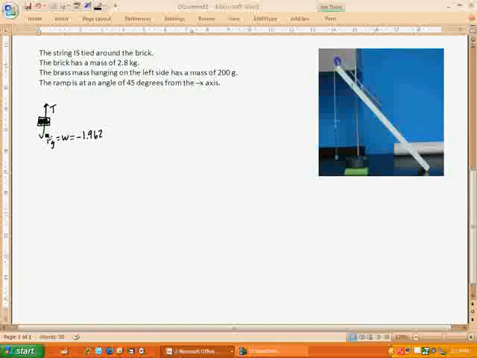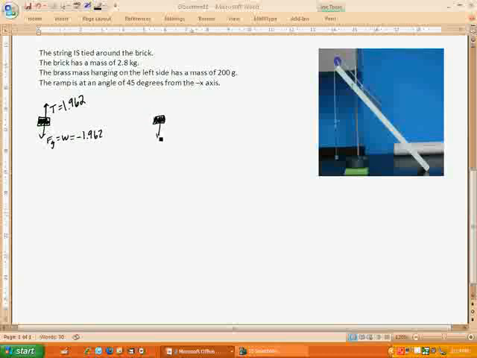Now if the only other force on my brass mass here is the string pulling up, or the tension, that means that the tension has to balance the force of gravity pulling down, and so the tension will also be 1.962, but it'll be positive because it's going upwards. Let's draw the force diagram on the block now.